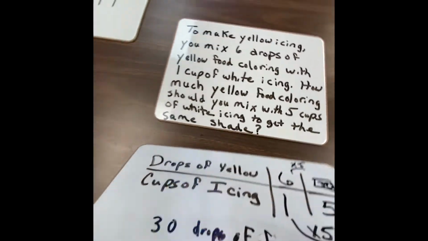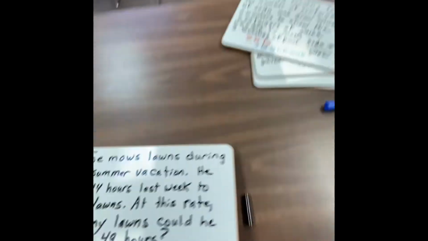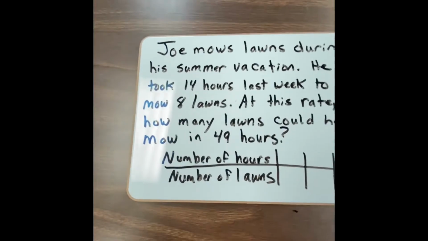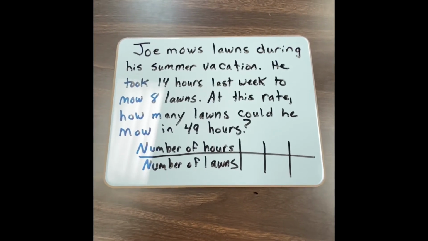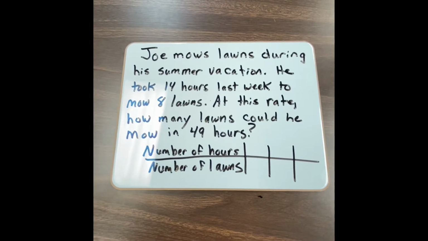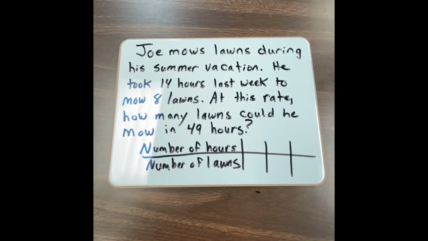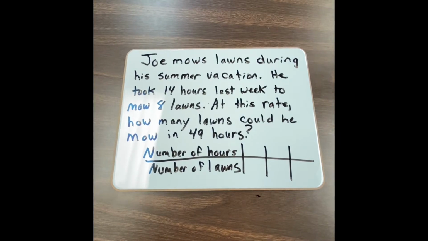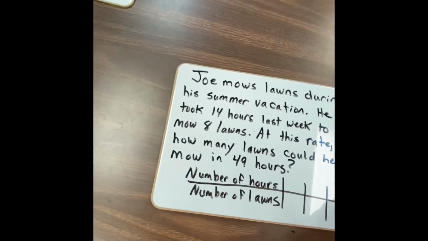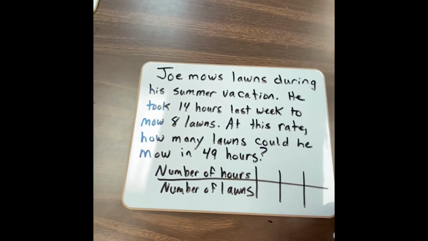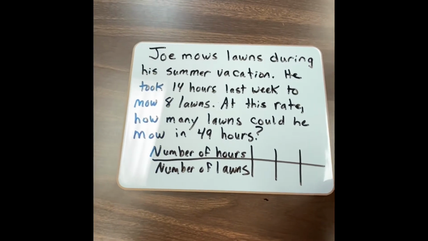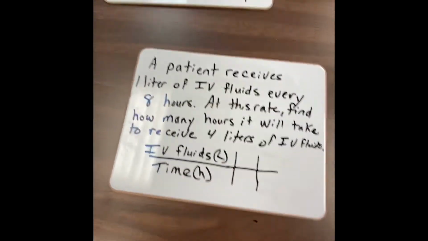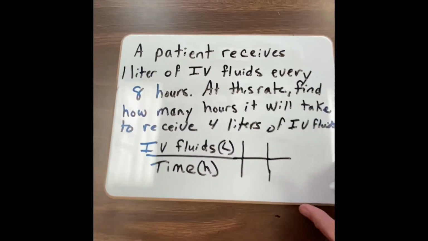Okay, so now I want you to try this problem. Joe mows lawns during his summer vacation. He took 14 hours last week to mow 8 lawns. At this rate, how many lawns would he mow in 49 hours? Wait, let me switch off, guys. We're going to do that one in a minute, because I haven't shown you that one. This is the one I want you doing.